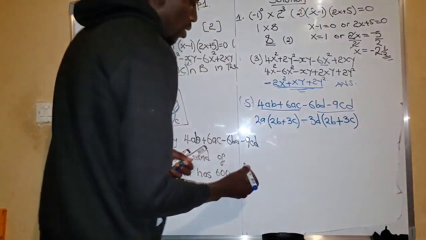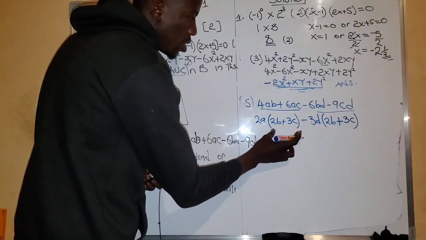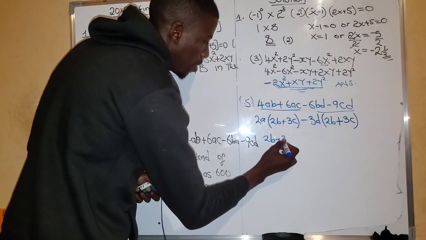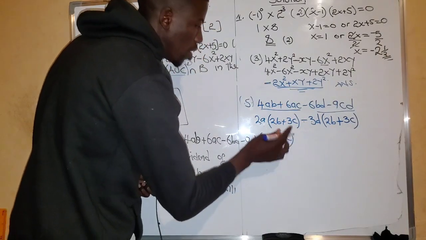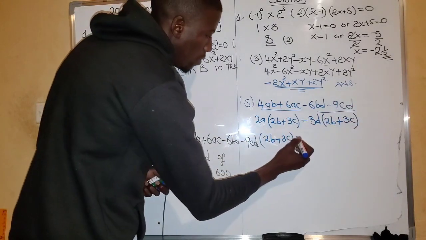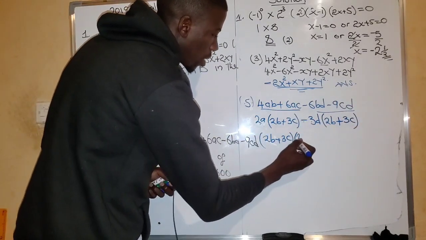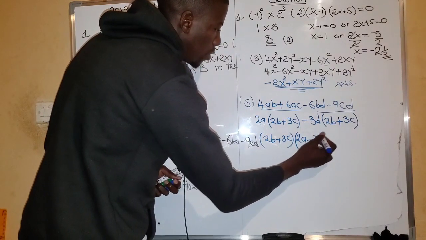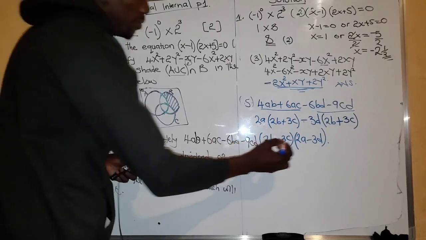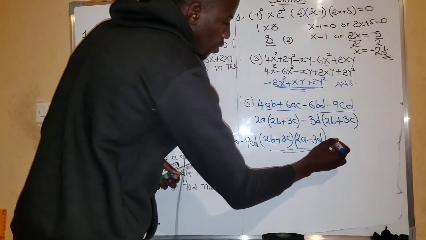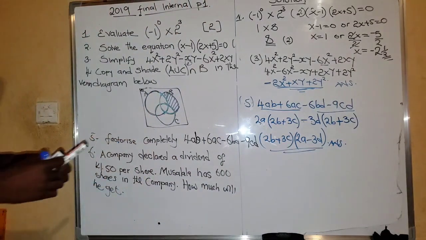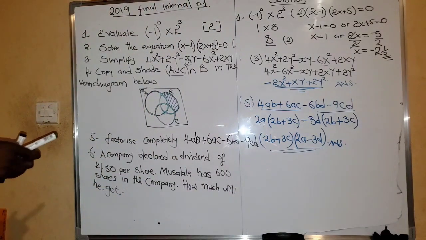Then you can see that these that are in brackets are the same, so you just pick one of them. Remember, we are factorizing. When you factorize, you're looking for what is common. You can see this and that, they are common. Okay, then you get these outside the bracket. So 2a minus 3d. So this was going to be our answer. Okay, that is number 5.